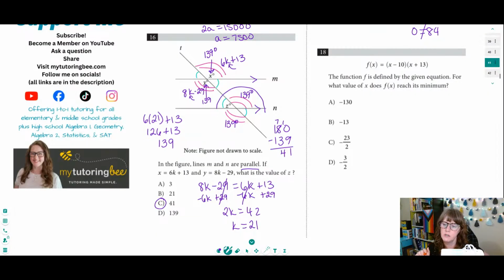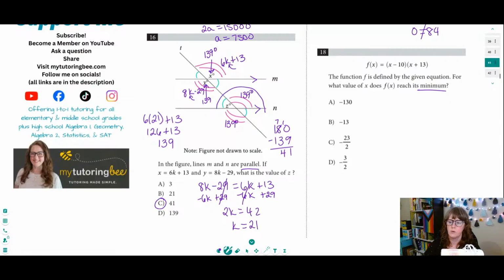The function, we've got a function up here. The function is defined by the given equation. For what value of x does f of x reach its, sorry, minimum? My goodness, can you tell I'm getting tired? It's been a long day. All right, so let's see.